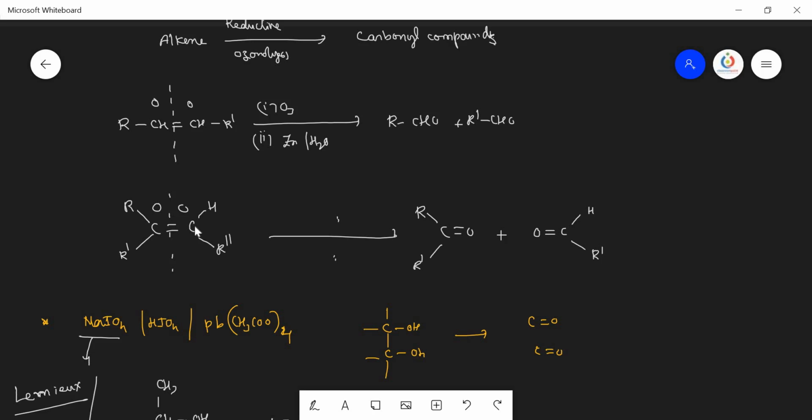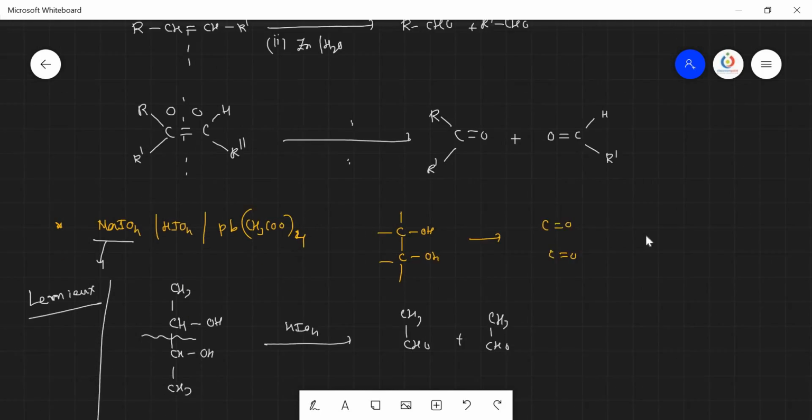When this is subjected to ozonolysis, meaning reductive ozonolysis, it just disconnects the bond and puts oxygen on both sides. So this part gives the ketone and this part gives the aldehyde.